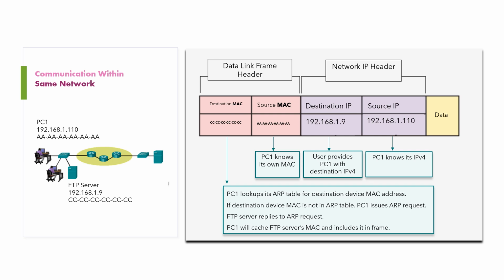In that request, PC1 will ask a device with the matching IPv4 address to provide its MAC address in order for PC1 to start communication with that device. Since the FTP server is in the same local area network as PC1, it will reply to that ARP request by providing its MAC address to PC1. PC1 is going to cache that MAC address in its ARP cache table and then include it in the field called destination MAC address in the frame, complete the frame, and send the frame to the physical layer to prepare that frame and put it on the transmission line to go from source to destination.